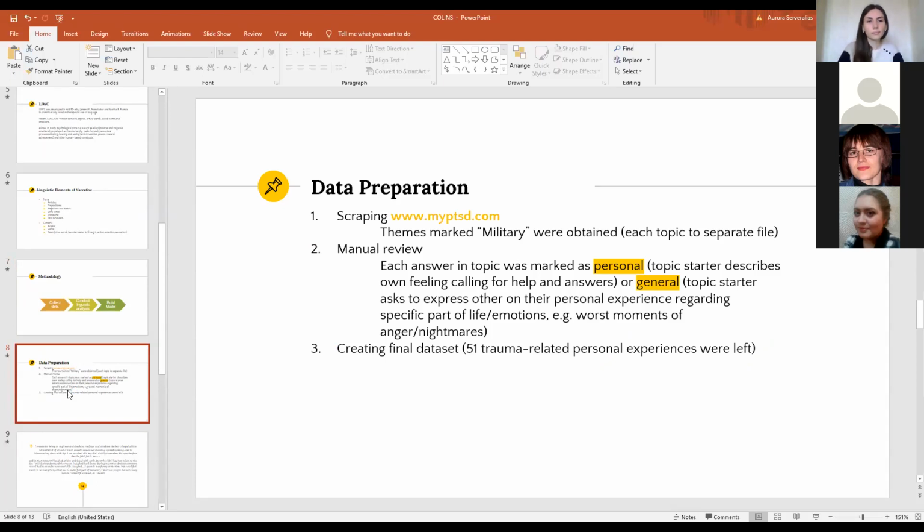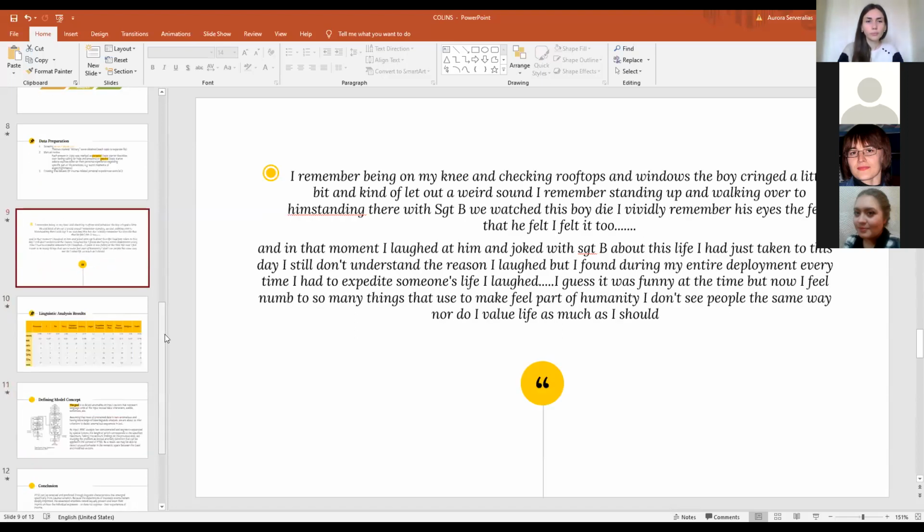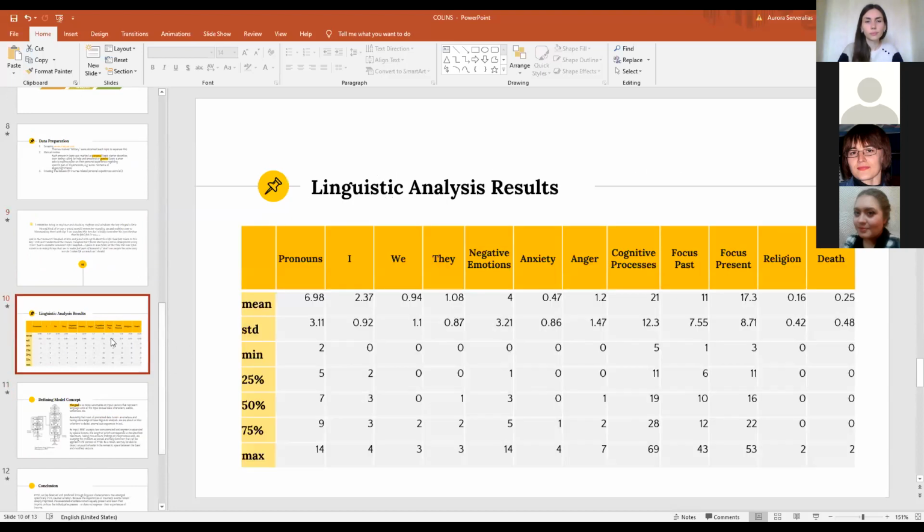Each file was then manually reviewed to determine if it was personal or general. The personal one means that the author of the topic describes his own feelings, calling for help and answers, while general is the answers that the topic author receives as feedback. And that is an example of the tags that we scraped from that forum. As we can see, they are full of pain. And that's the result of studying the whole data set. It included 51 texts extracted after manual preparation.